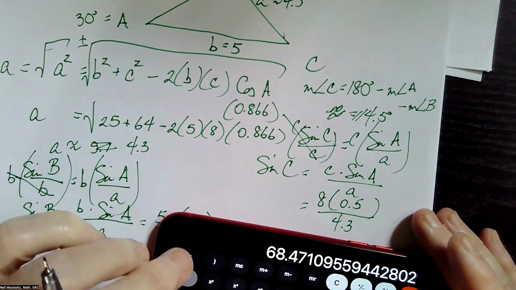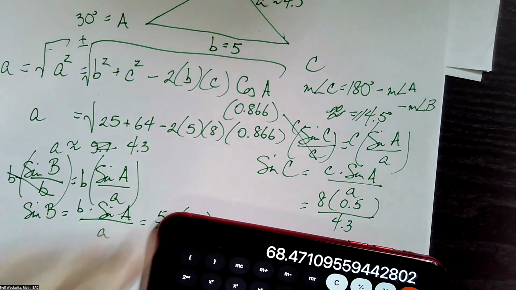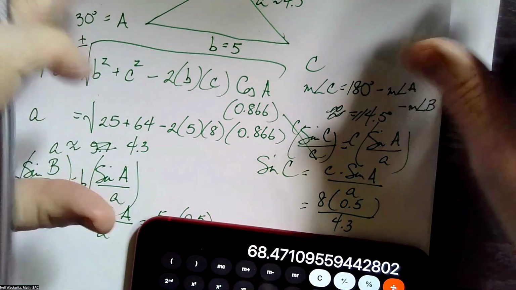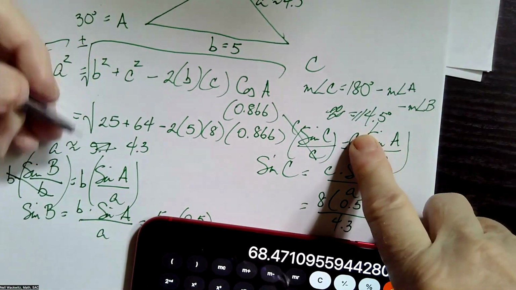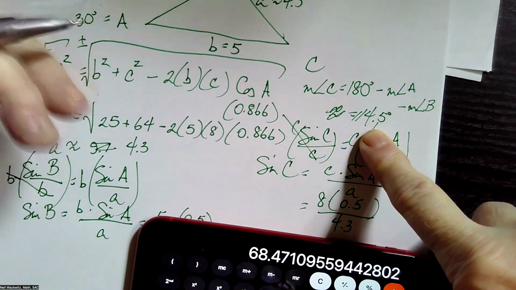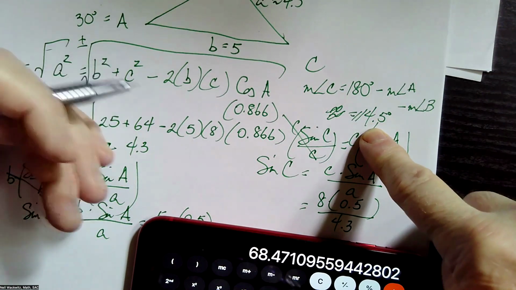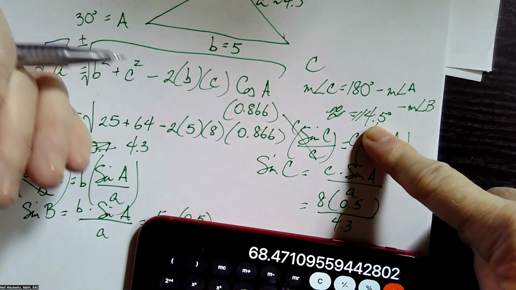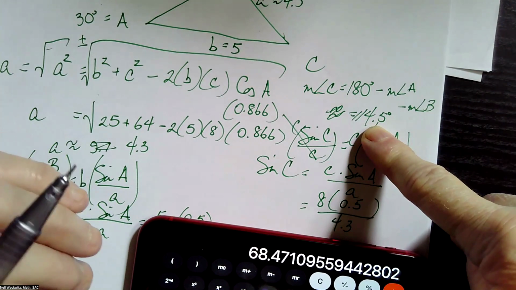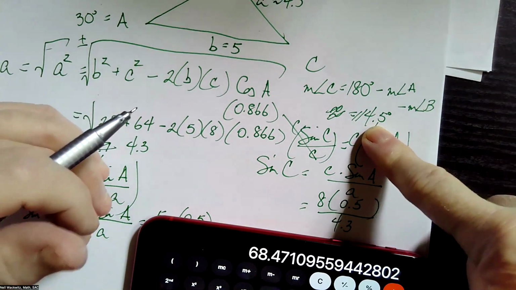Wait. Oh, that's right. Because, okay, good. Thank you. Because I can see that angle C has to be obtuse, has to be greater than 90. I need to use the law of cosines to find it.